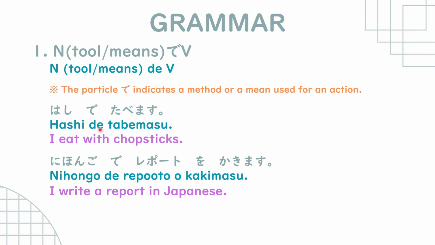So, hashi de tabemasu means: means de verb.